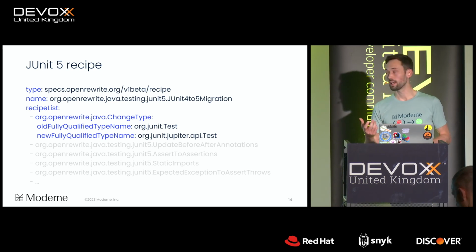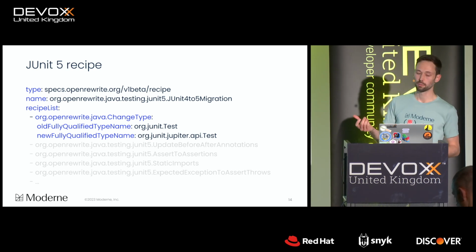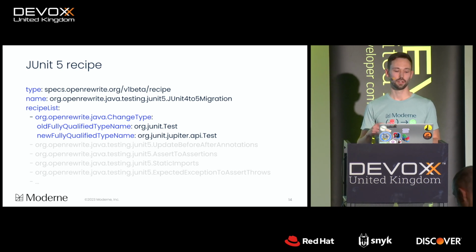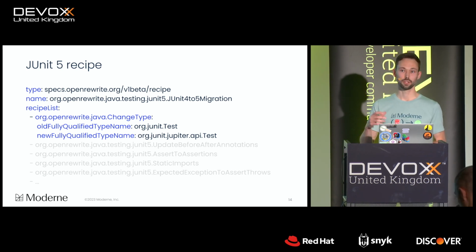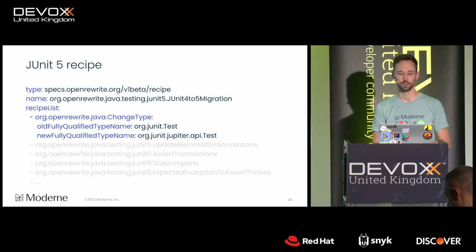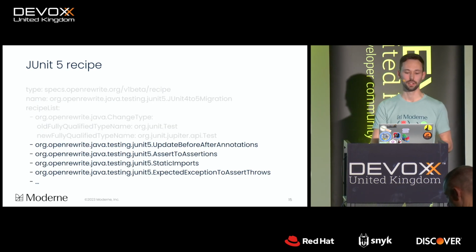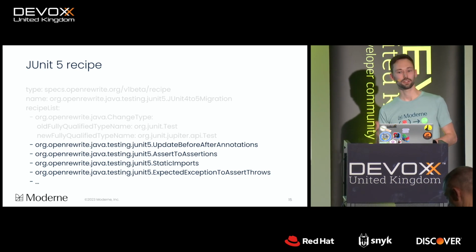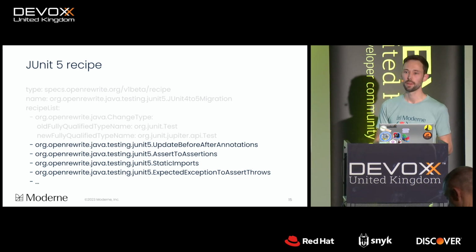If you look at how we've defined this migration recipe, you can see that some of these changes will start to look familiar. At first, you know that you have to swap all the test annotations that you have, but you would also have to update the assertions and sometimes their argument order. You'd have to update all imports, you'd have to update any test rules, and that's just getting started.